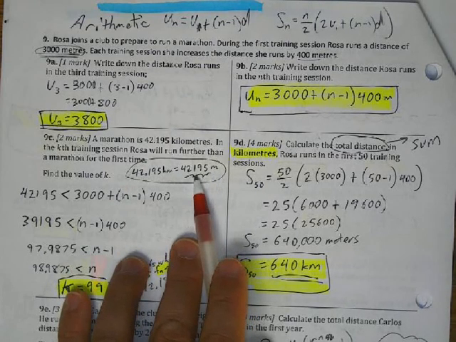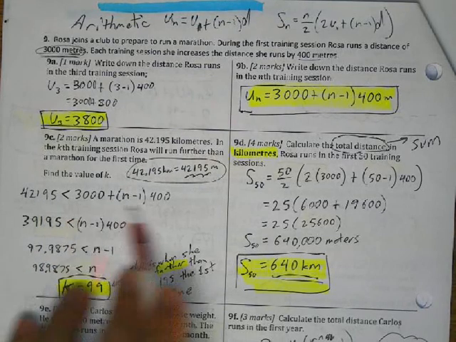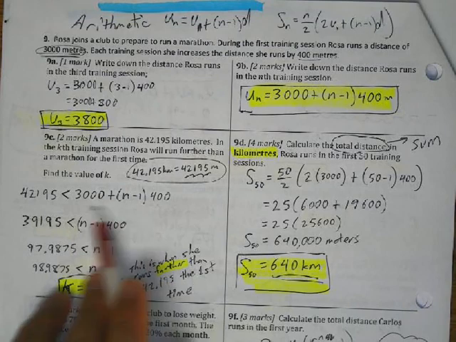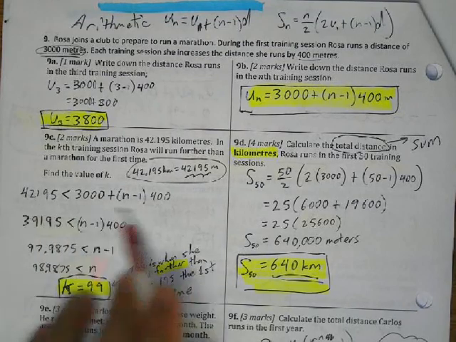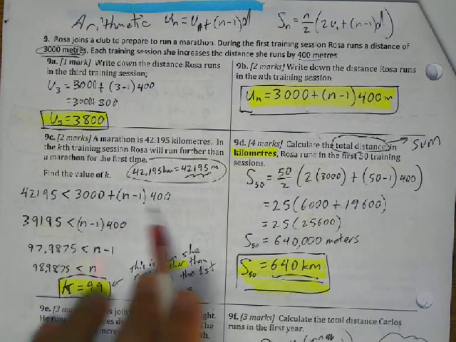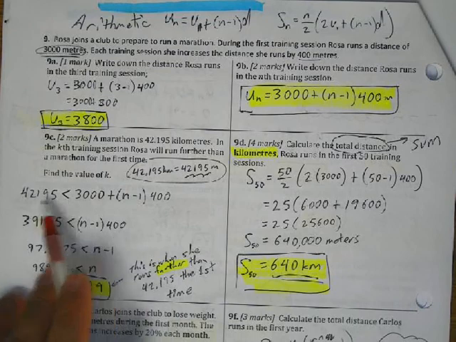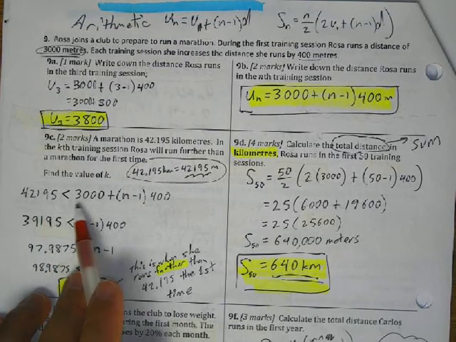So we want this value to be less than this here, because once n is greater than this, she will have run further than this length. So once this right side of the equation is greater than this value, at that time she will have run a further distance than this.